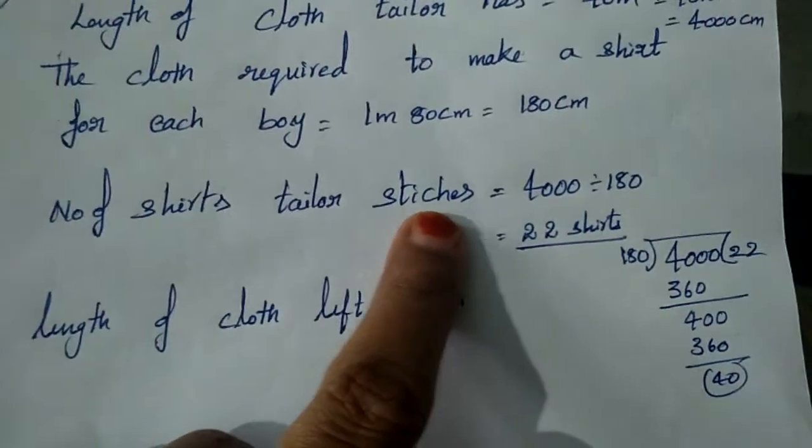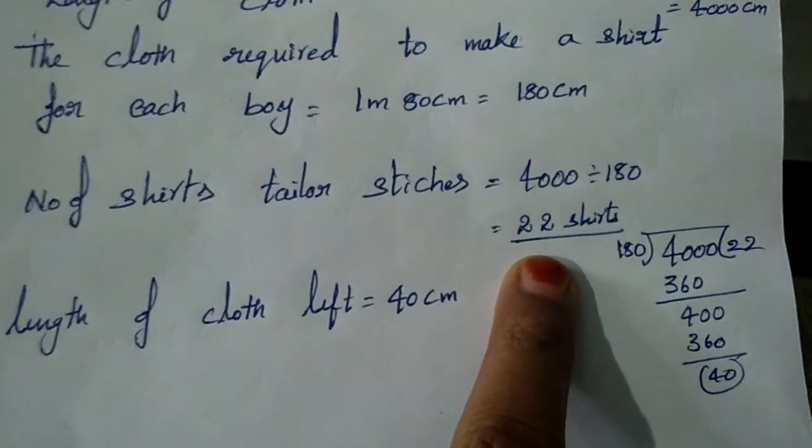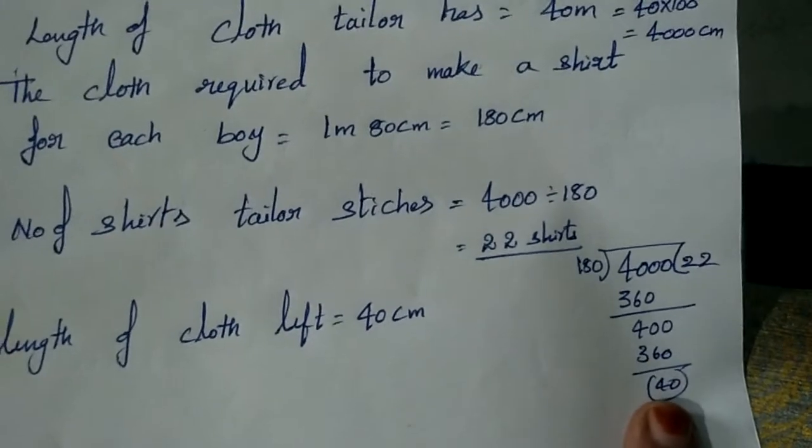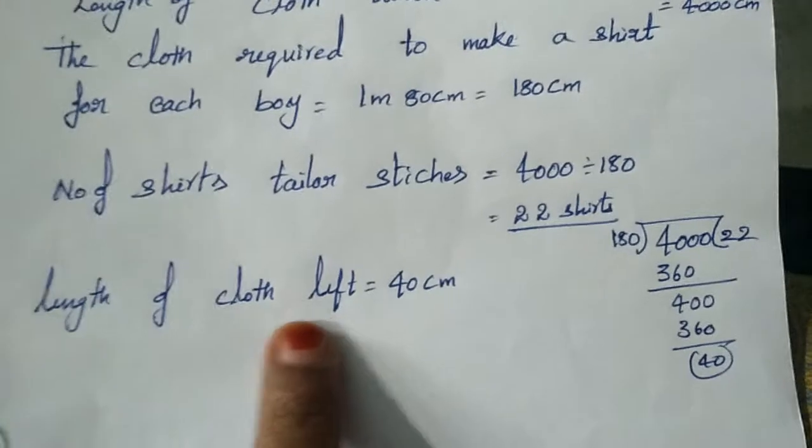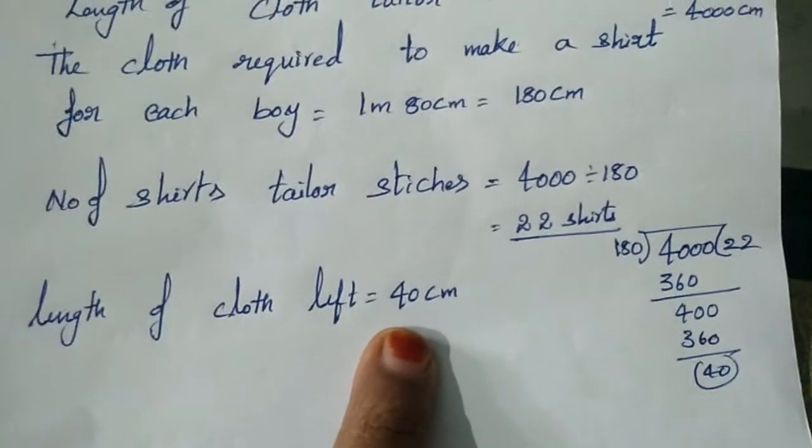Number of shirts the tailor stitches is equal to, do the division. You will get 22 shirts. And here the remainder will be 40. This is the length of the cloth left with him. So the length of the cloth left is equal to 40 centimeters.